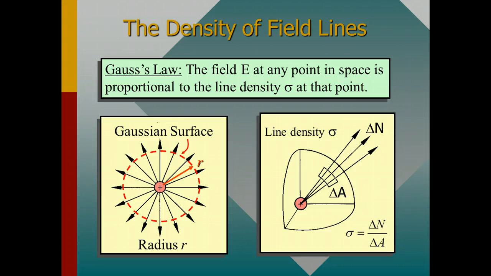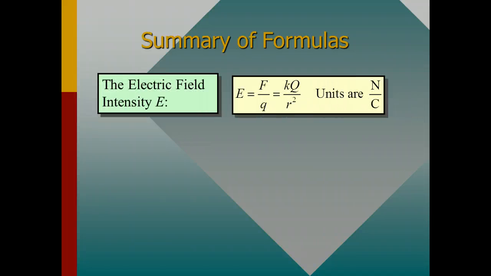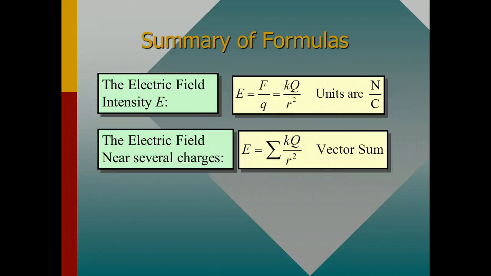In summary, we have two real equations here. We've got the electric field intensity, which is force per charge, which is kq over r squared, and the electric field near several charges is the vector sum of each of those values right there.